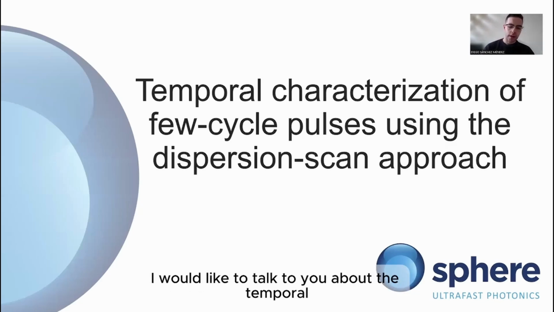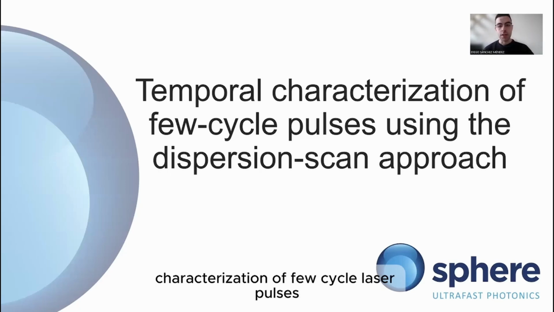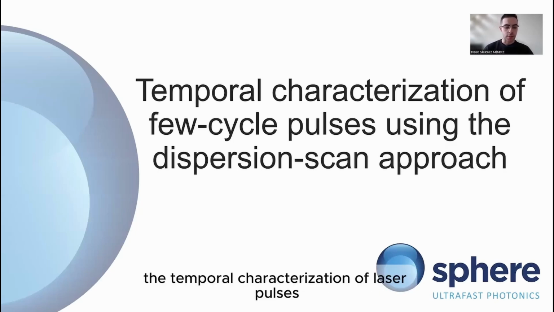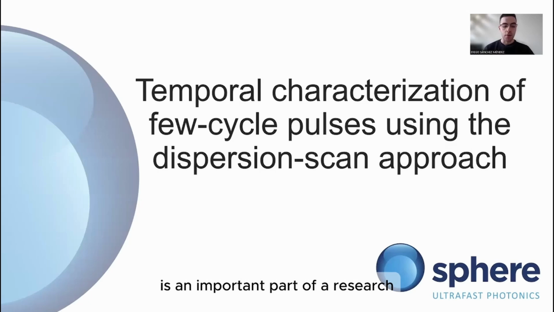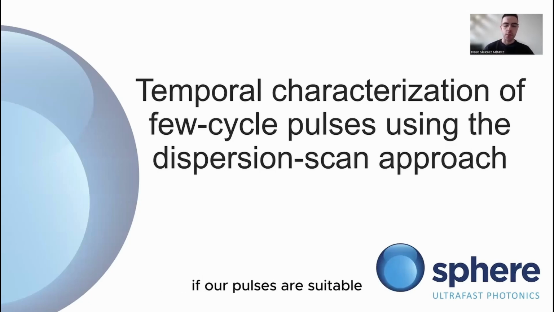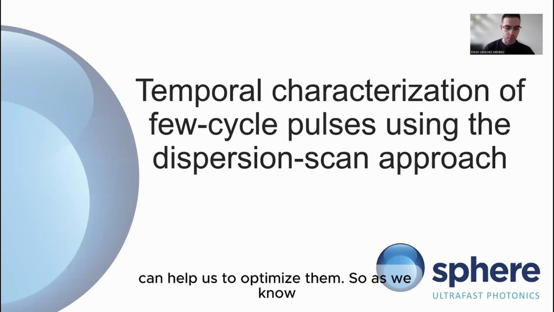And today I would like to talk to you about the temporal characterization of few-cycle laser pulses using the dispersion scan approach. The temporal characterization of laser pulses is an important part of a research project involving lasers because we need to know if our pulses are suitable for the experiment we want to carry out, and if this is not the case, a temporal characterization can help us to optimize them.